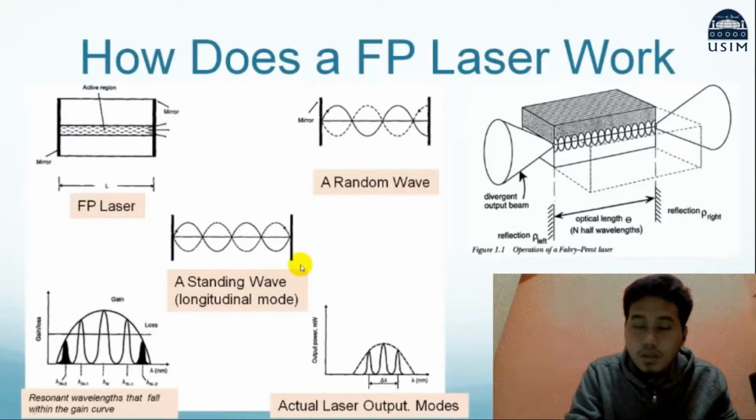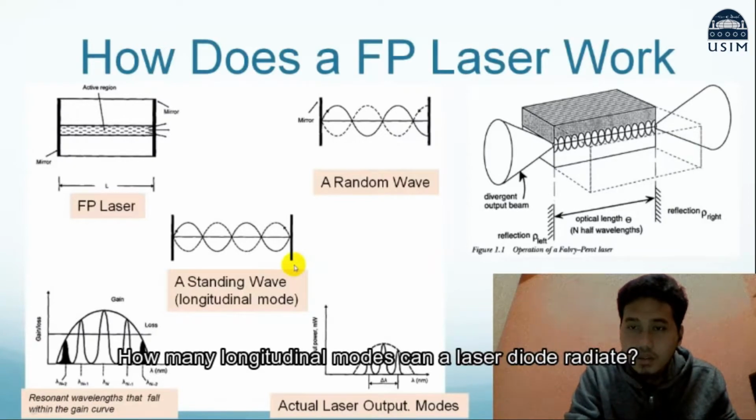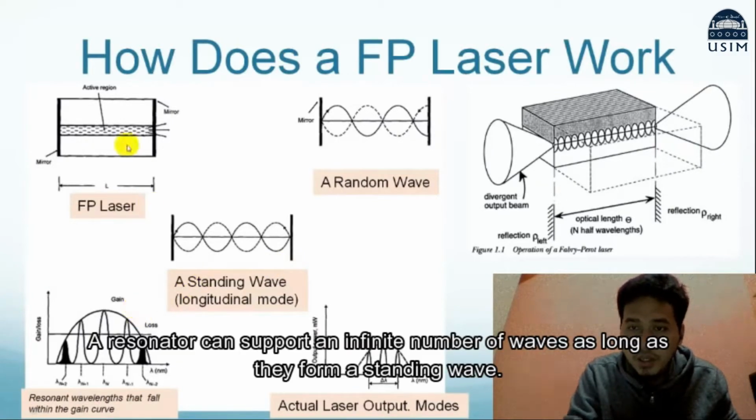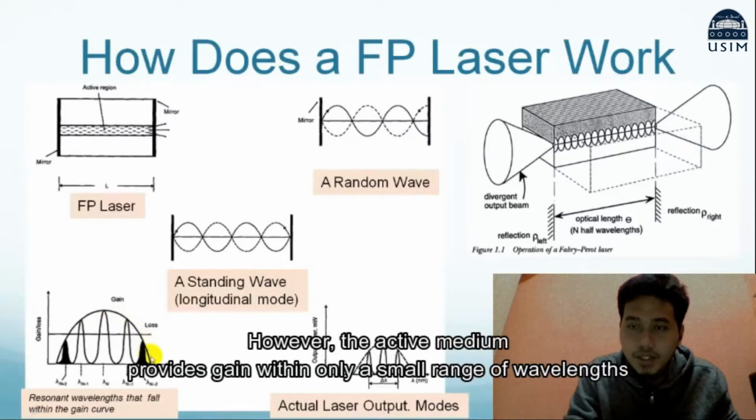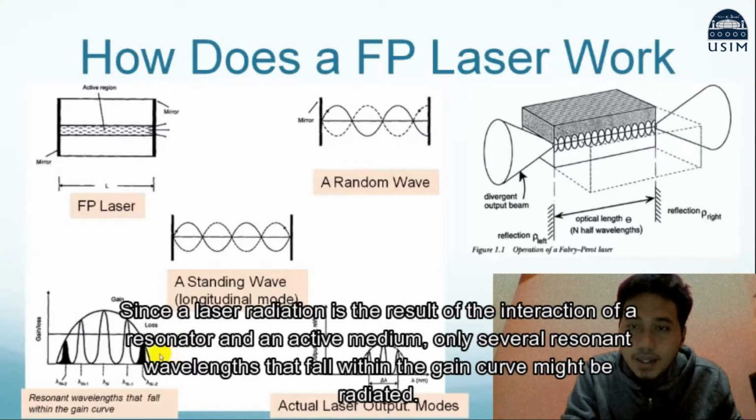Now how many longitudinal modes can a laser diode radiate? A resonator can support an infinite number of waves as long as they form a standing wave. However, the active medium provides gain within only a small range of wavelength. Since laser radiation is the result of the interaction of a resonator and an active medium, only several resonant wavelengths that fall within the gain curve might be radiated.